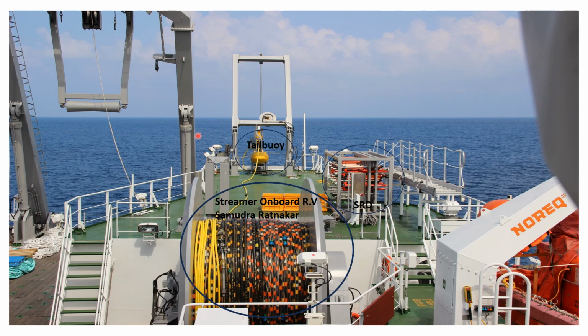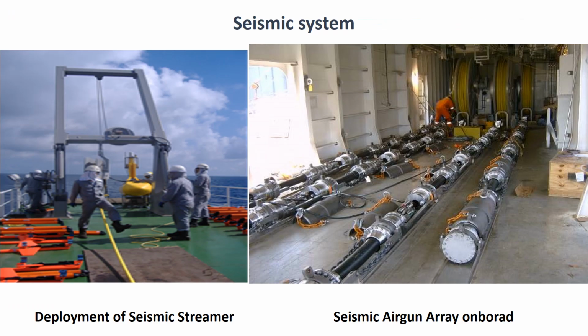This is one of the backside views of the RV Samudra Ratnakar. These are the streamer systems, the equipment used for the streamer, which I'll talk about in this lecture. There's a very nice view of the ocean, and all the equipment is there. For the deployment of the streamer, you have to access this section. This is the streamer deployment, and this is the seismic air gun array, which is the source of the seismic signal.